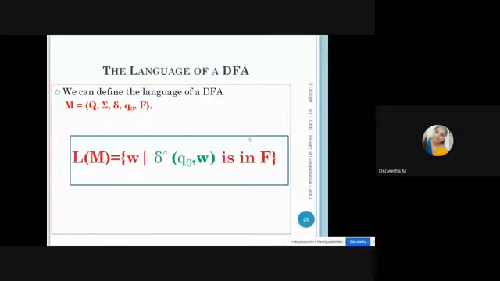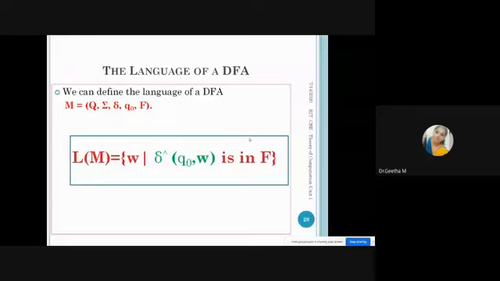How will it be verified? See the green color. You want to find the delta cap function, delta cap of q0 comma W, the entire string you want to process. After processing the entire string, assume you have completed the process of all the symbols in W. After completing this, it will be in F, so this green part is in capital F. What is capital F? It is a set of accepting states, so that the answer should be in capital F.